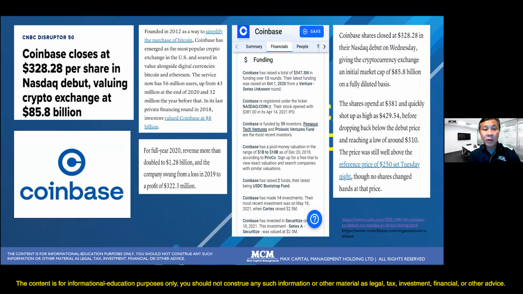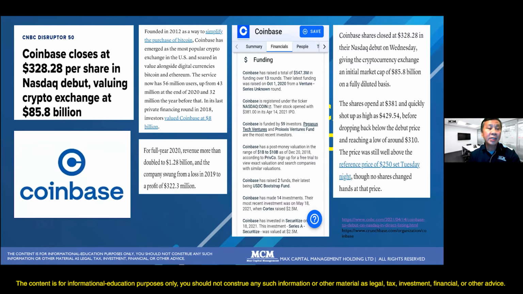And today we can see that the service now has more than 56 million users. By the end of 2020, it had more than 43 million users and 32 billion before that. And we see that the numbers are increasing. We can also see that although in 2019 there was a loss, it was turned around to a profit of 322 million in 2020, with a revenue of 1.28 billion.